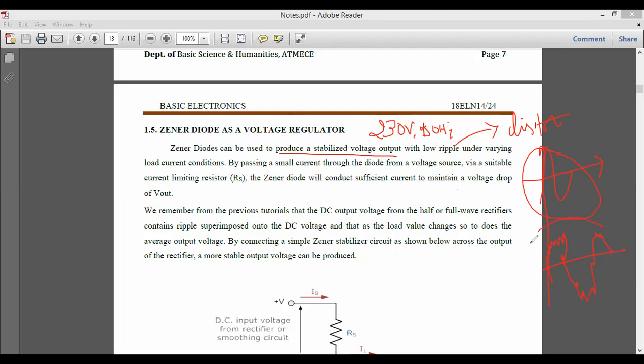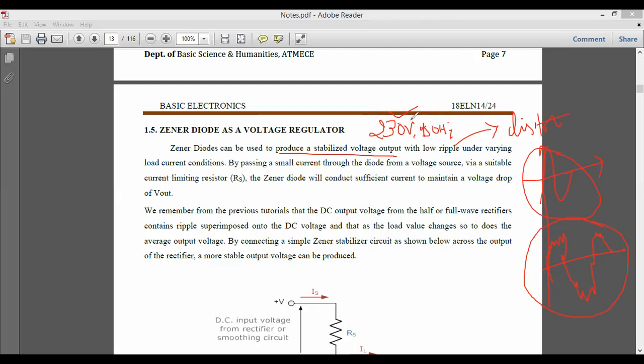If this particular type of ripple is applied to any of the appliances or devices, then your devices will fluctuate. Let us take the example of the AC supply. Normally the AC supply is 230 volt at 50 hertz, right? If there is any change in the supply or a small fluctuation or ripple in this 230 volt supply, then our devices may not work properly.